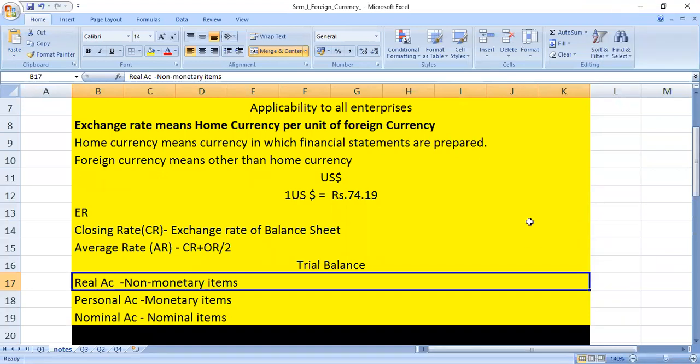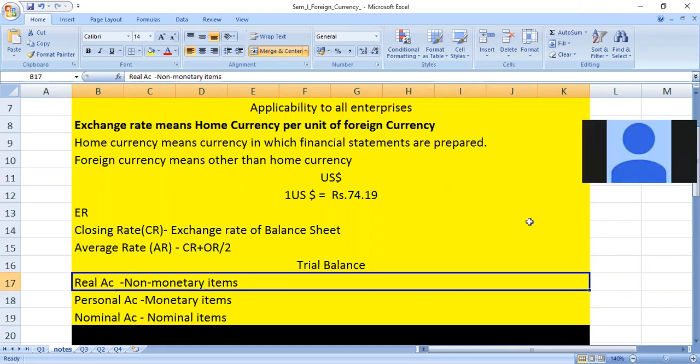Yes, Darshana. Real account, what is the rule? Debit what comes in and credit what goes out. Yes, right. Debit what comes in and credit what goes out.